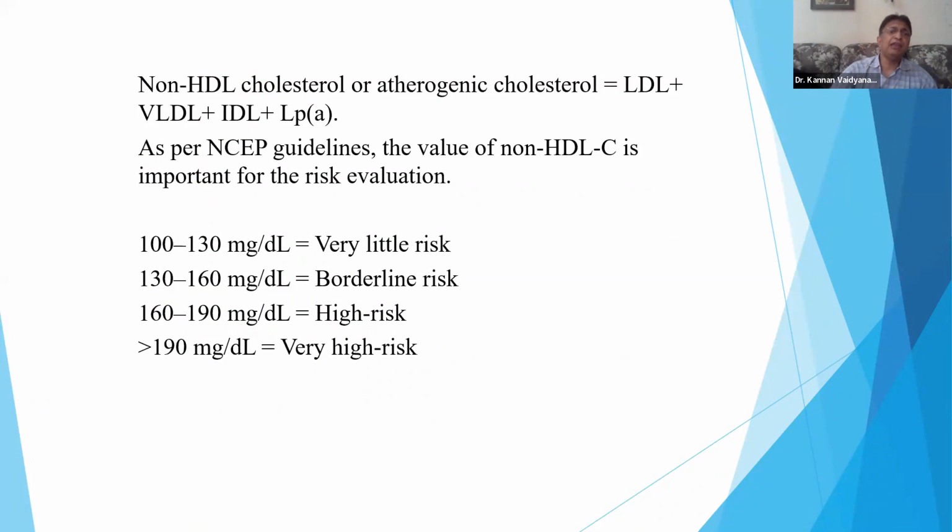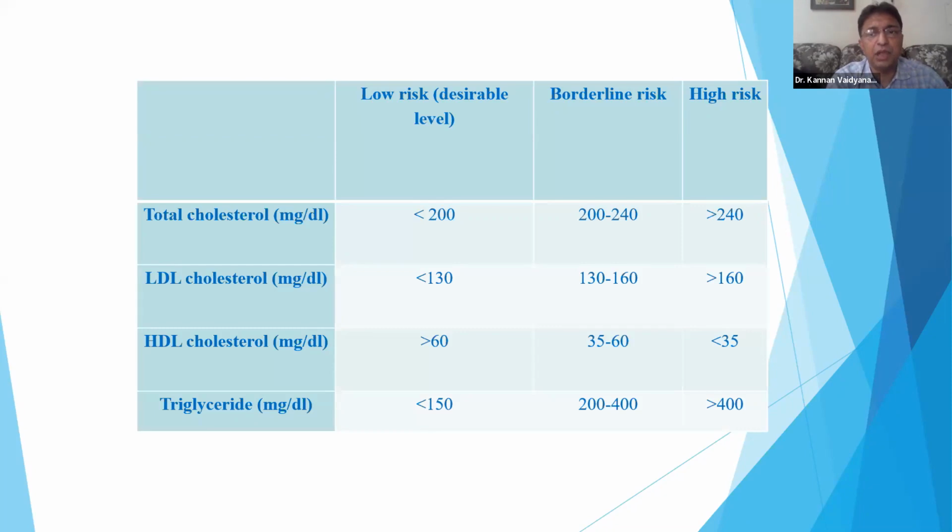And there are various indices, combinations of these, which are being used, and many laboratories give these indices also. For example, you have the non-HDL cholesterol or atherogenic cholesterol, which is a combination of LDL, VLDL, and even IDL and LPA. It is suggested that non-HDL cholesterol of 100 to 130 milligram per deciliter or less is very little risk. 130 to 160 is borderline risk. 160 to 190 is high risk, and above 190 is very high risk. So these are the major risk factors.